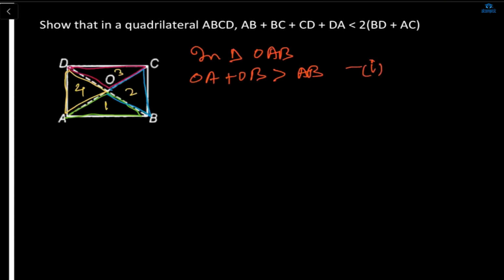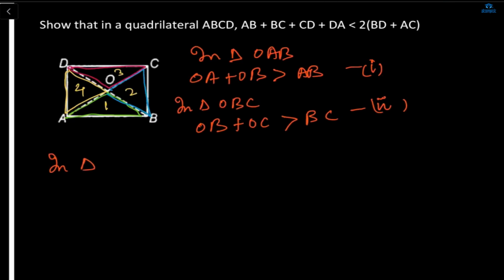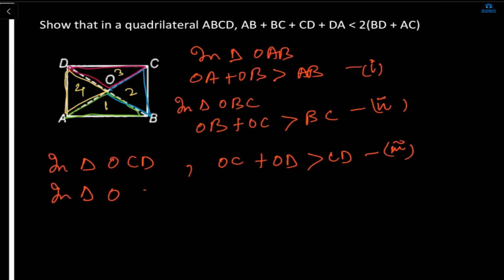Now similarly in triangle OBC, we can say OB plus OC is greater than BC. We can mark it as second. Now in the third triangle OCD, we can say OC plus OD is greater than CD, third. Now in the fourth triangle OAD, you can say OA plus OD is greater than AD. You can mark this as 4.